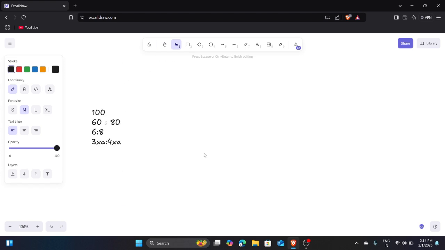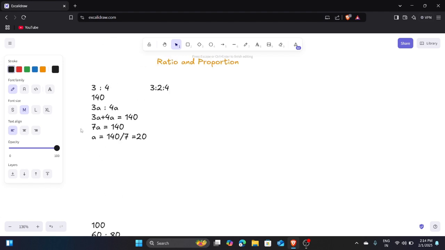Here you can see that when we multiply 20 with 3 you get 60, and when you multiply 20 with 4 you get 80. These are some questions that arrive in the portion of ratio and proportion, and that is how we can play with ratios.